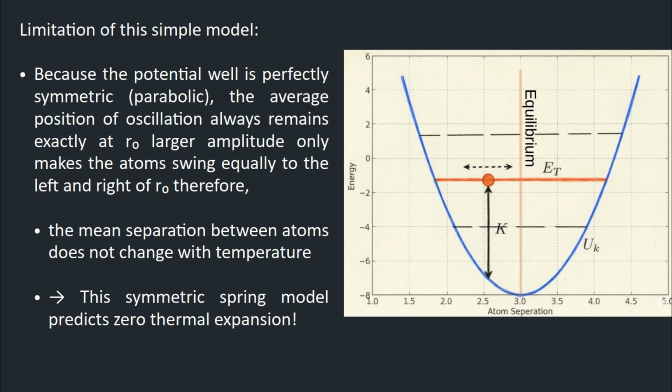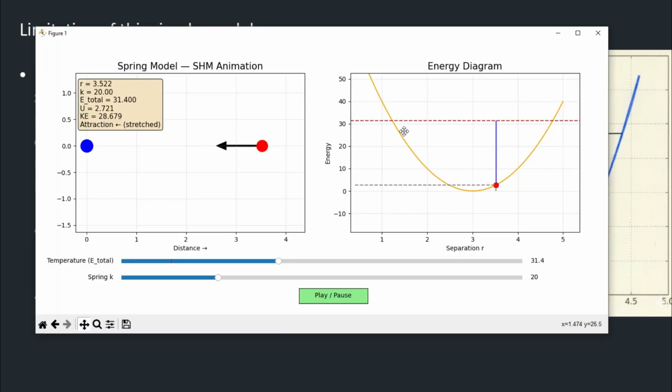Okay. Now, but there's a limitation. What is this limitation? Because the potential well is perfectly symmetrical, right? This is the potential well. It is in a well shape. The average position of the oscillation always remains exactly at R0, so it remains exactly at 3. The mean value for all of this, you take up any point, any horizontal line over here.